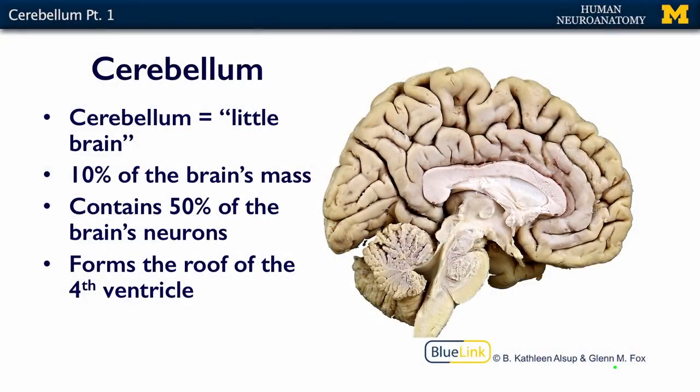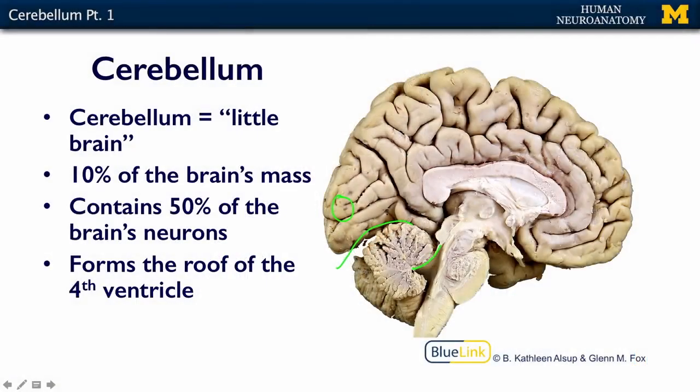In this set of lectures, we're going to talk about the cerebellum. Cerebellum literally means little brain. It's situated here underneath of the occipital lobe. It's about 10% of the brain's mass, but contains about 50% of its neurons. So the cerebellar cortex has what's called a granule cell layer, which is really densely packed with neurons, and we'll talk about that in the last segment of this lecture. It also forms the roof of the fourth ventricle.